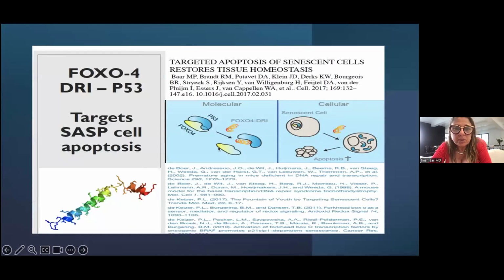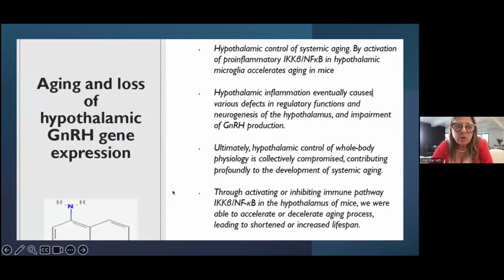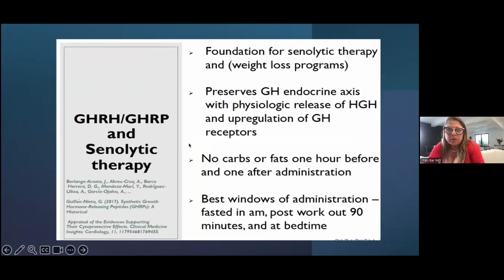FOXO4, you got to use it with caution because of the P53, but it's a great one for autophagy and apoptosis. So I'm going to talk a little bit about aging and the loss of hypothalamic function, the releasing hormone. As we age, of course, the hypothalamus loses its function, and the program that we use for preserving the growth hormone axis is usually using the analogs.